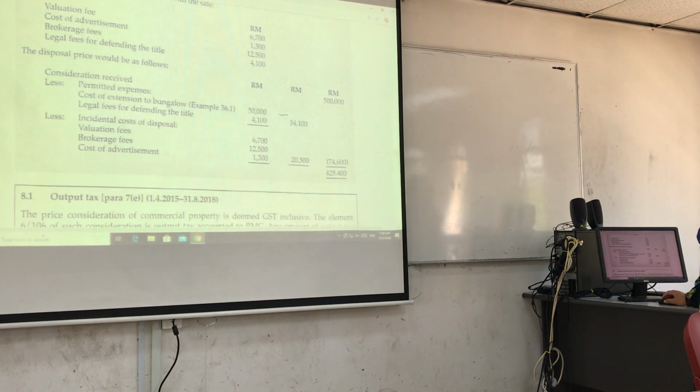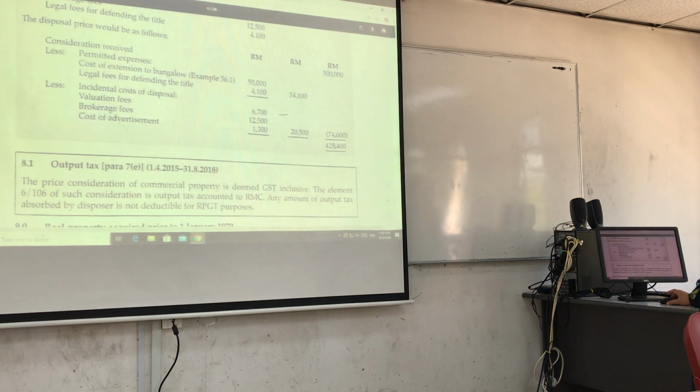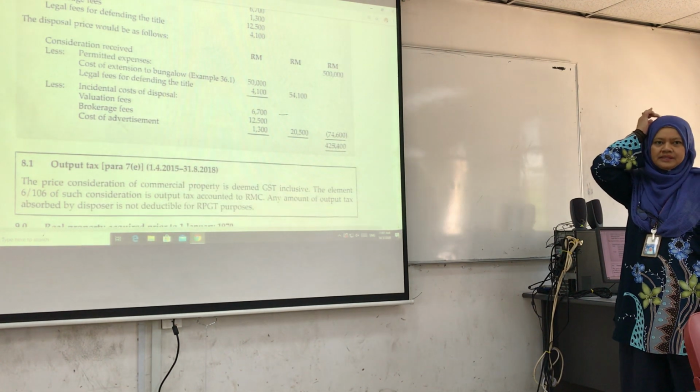Okay. Extension 50,000, and then you have legal fees to defend the title, 4,100. And then you also have incidental costs of the disposal, where you have this valuation fee, cost of advertisement, brokerage fees. Right? These three items are your incidental cost. So all this is deducted from your consideration received. 500 minus 54,100 minus 2,500, you should get 425,400 as your disposal price.